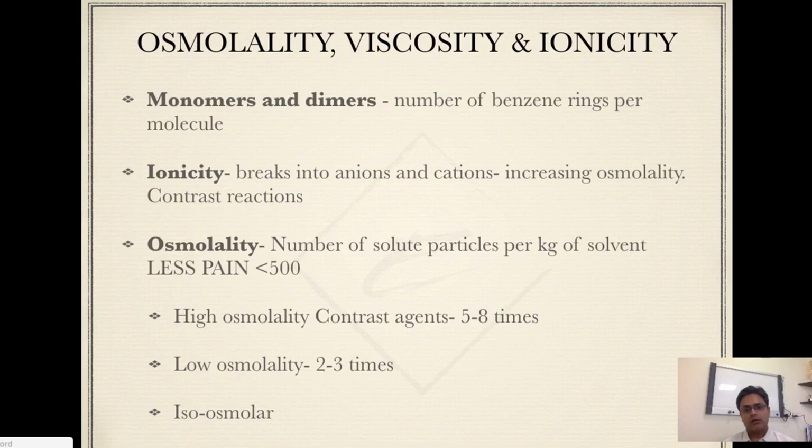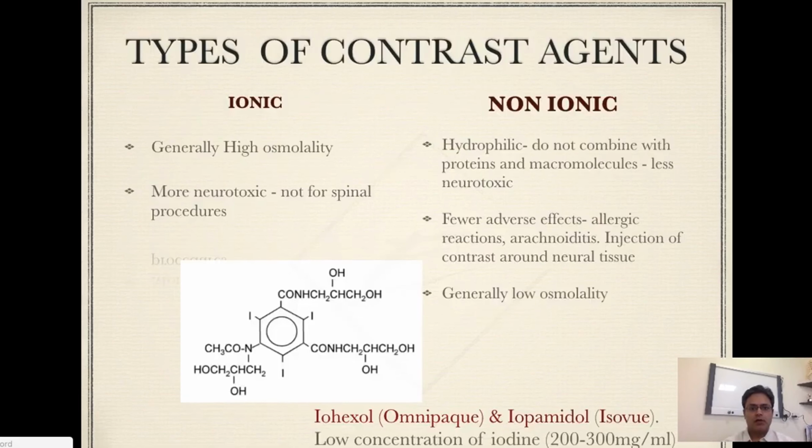Now, osmolality, as we all know, is the number of solute particles per kg of solvent. The contrast agents can have high osmolality, which is graded as something like 5 to 8 times that of plasma, or they can be isoosmolar, which is a similar range as plasma, or they can be low osmolality, which is up to 2 to 3 times the plasma osmolality. The higher the osmolality of the contrast agent we are using, the more the chances of pain when we are injecting that agent.